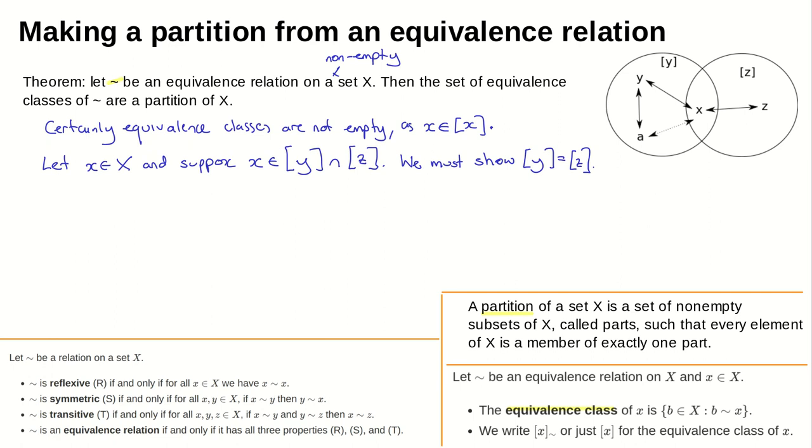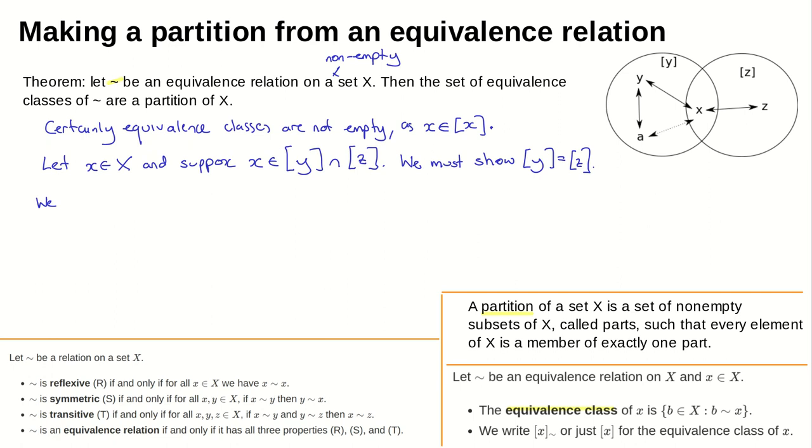So let's be careful here. We can't possibly show that Y is equal to Z because we know from our congruence modulo n example that two equal equivalence classes can have different labels. So for example, we saw that under the equivalence relation of congruence mod 2, the equivalence class of 0 and the equivalence class of 2 were equal. So we can't possibly aim to show that Y equals Z, but what we can show, and we will show, is that the equivalence class of Y equals the equivalence class of Z.